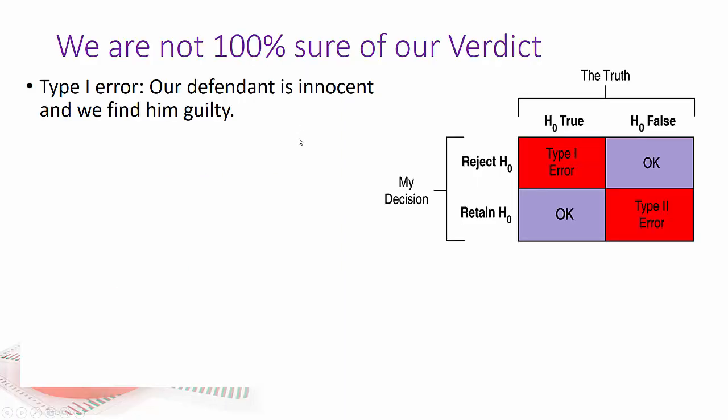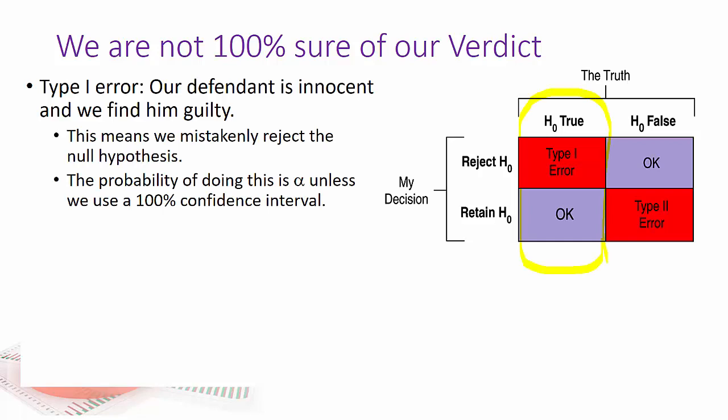So type 1 error, our defendant is innocent and we find him guilty. So what that means is we mistakenly reject the null hypothesis. So this is type 1 error right here. If he was innocent, we said not guilty, we never say innocent, then we're okay. But if he is not guilty and we find him guilty, that's a type 1 error, okay? The probability of doing this is whatever alpha is, unless you use a 100% confidence interval, which means alpha is actually 0. Not very useful, all right?